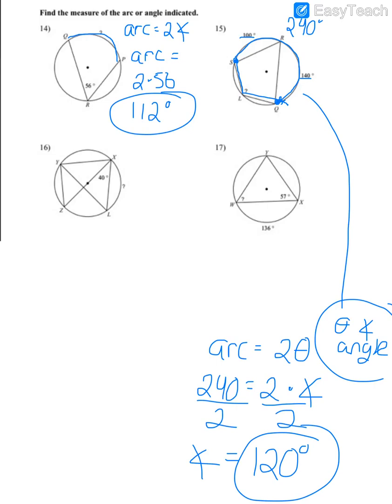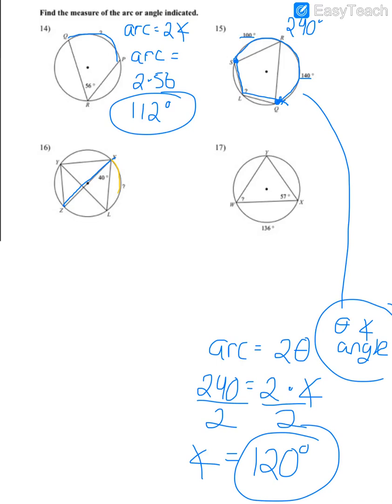Okay, the next one we might have to do a little bit of work first. Again, remember your diameters make up 180 on both sides of the diameter. So here we need to find this arc over here. We do know that this arc is going to be twice this angle over here, but we still don't know what that angle is. So let's see if we can do something. You know what, I actually have a better idea for this one. Now that I'm seeing it, there's probably a faster way to do this.